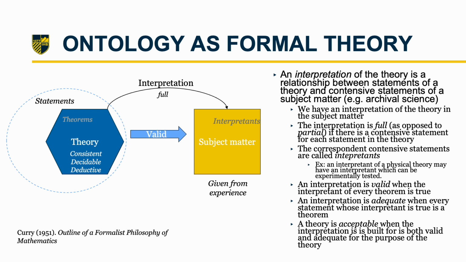And then we say that an interpretation is adequate when every statement whose interpretation is true is also a theorem. So it's the other way around. That means that what is true in archival science, you're going to find also in the theory that goes with it. And we talk about an acceptable theory when the interpretation we are using is both valid and adequate, and also the theory fits the purpose it's built for. Okay, so that's kind of the background.